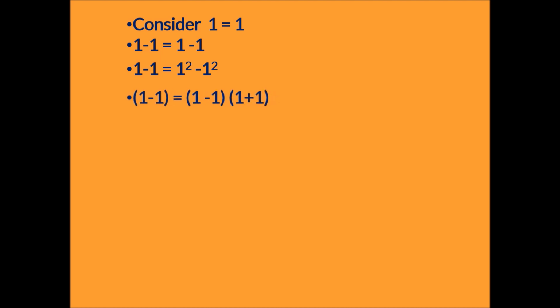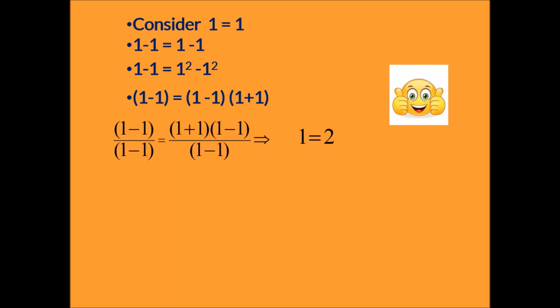Use the rule A square minus B square is equal to A minus B into A plus B. So 1 square minus 1 square can be written as 1 minus 1 into 1 plus 1. Since this 1 minus 1 is a common element in both the sides of the equation, divide both the sides by 1 minus 1. So cancel the factor 1 minus 1 on both the sides. We are left with 1 is equal to 2.